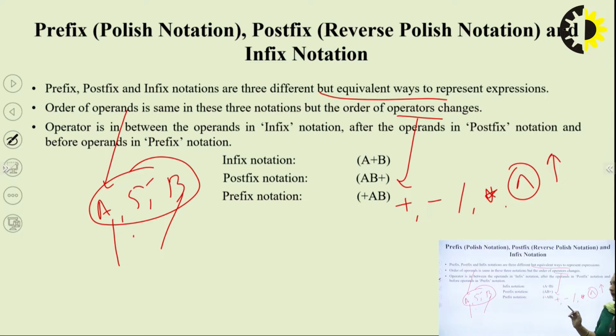There are three notations here: infix, postfix and prefix. In infix, we have two operands and in between them an operator. In postfix, we write both operands and after them we write the operator. In prefix, the operator comes before the operands, for example plus and then the operands. So in infix the operators are in between, in postfix they come after, and in prefix they come before.